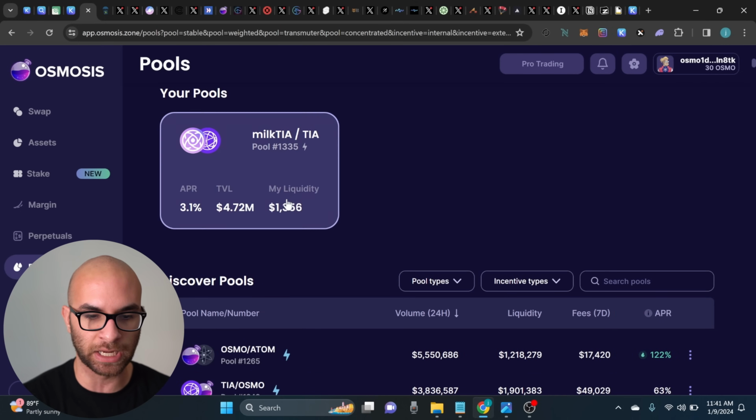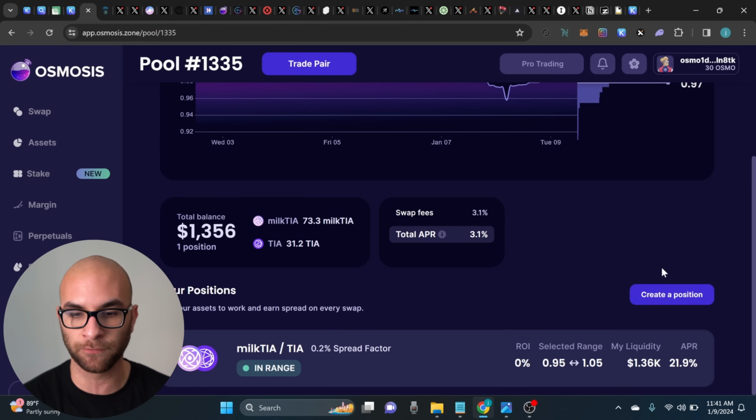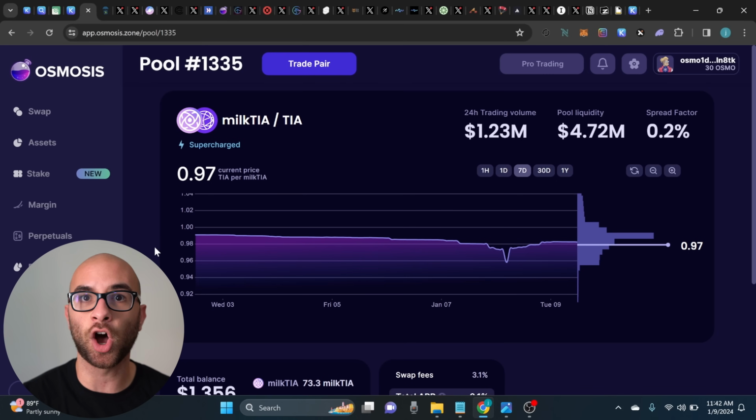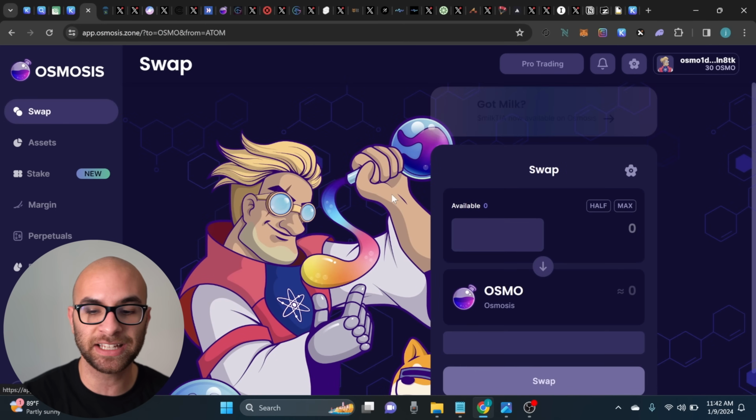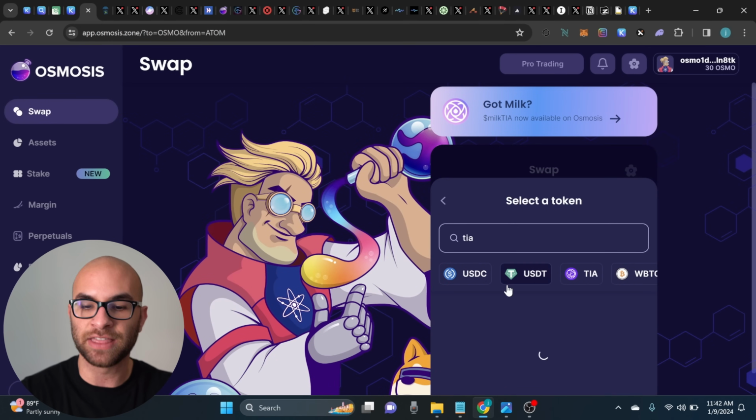Now, what I can do here is once I have that set up, I can actually hit create a position for this specific pool. And if you watch my Injective video, there's actually a change here that I had to make after spending some time on this protocol. Once you have your Osmo tokens on this chain, you're going to then need to go to swap, and you're going to have to swap half of your TIA that you have on this chain for Milktia.